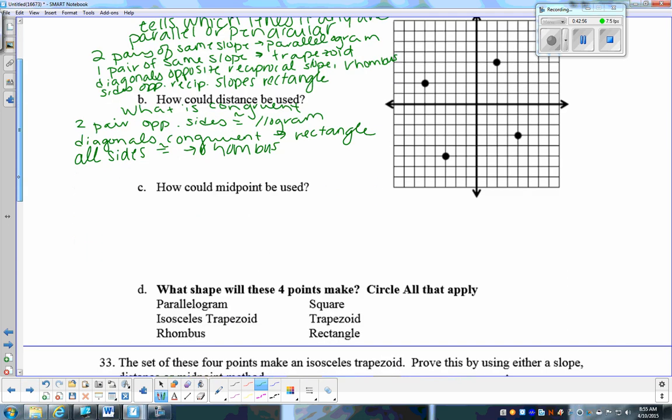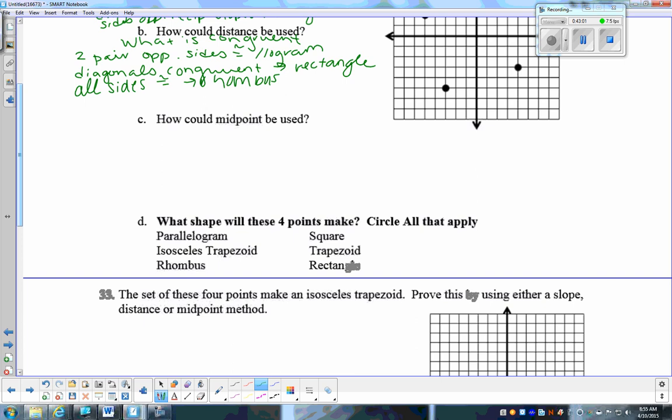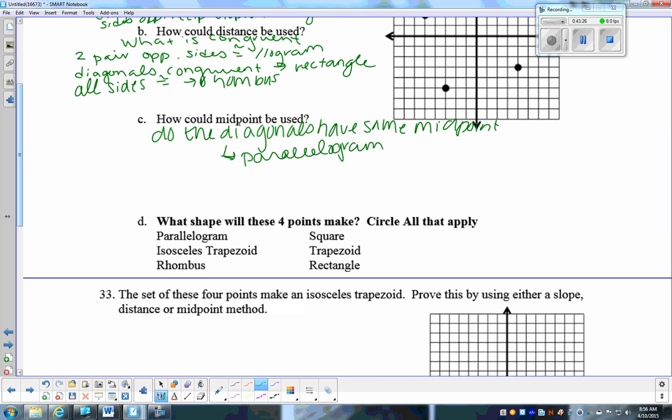For C, how could midpoint be used? Midpoint's only going to tell you something about your parallelograms, because the only way you can use midpoint is do the diagonals have the same midpoint. If they do have the same midpoint, then you have a parallelogram, because then the diagonals bisect each other. So what shape would these 4 points make? We want to figure out. Look at your distance, midpoints, and slopes.